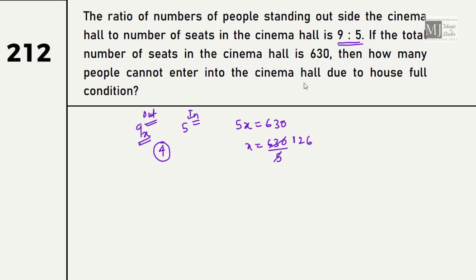Then how many people cannot enter the cinema hall? We know that 4 parts, that is 4x people, cannot enter the cinema hall due to houseful condition. So the number of people who cannot enter the cinema hall would be 4x, that is 4 into 126, 480 and 24 is 504.